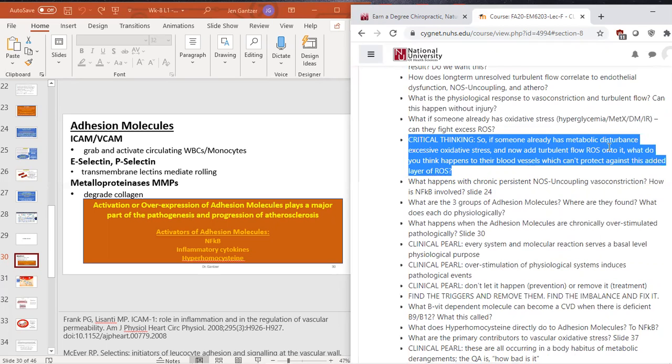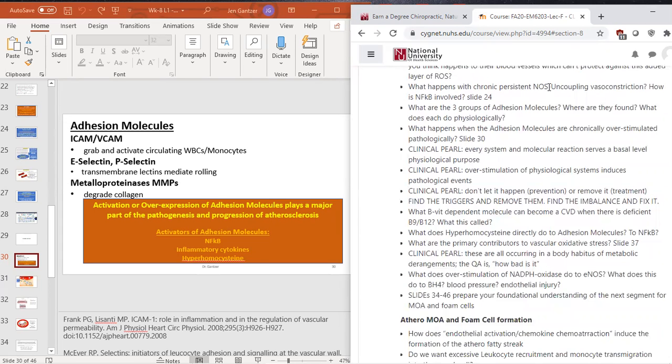So if someone already has a metabolic disturbance, excessive oxidative stress, and then you add in turbulent flow, what do you think is happening to their blood vessels? And can they protect? No. They're going to have worsening, increasing blood pressure and aggravated hypertension. They're going to have persistent chronic injury to the endothelial cells, and they will be walking atherosclerosis pathogenesis.